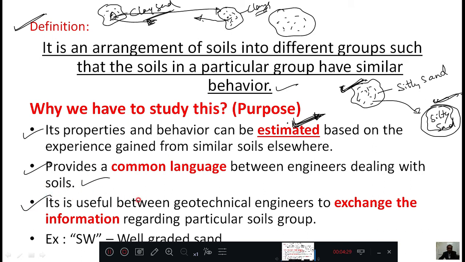Then it is useful for geotechnical engineers to exchange information regarding a particular soil group. What I said here is exchanging the properties. I know a few of them and you know a few of them, and together the properties become more. For example, I have two properties of clay soil, and someone experimented and found two properties of clay soil, and if we exchange this information, then we both will have four properties of clay soils. I have four and he has four. Like that, one thing is that we can estimate based on experience, and we can have a common language between the engineers, and we can exchange information between the engineers.